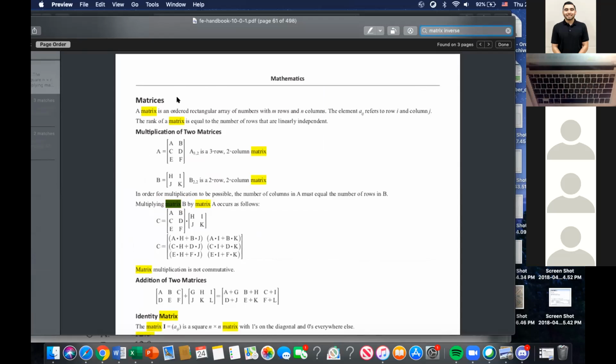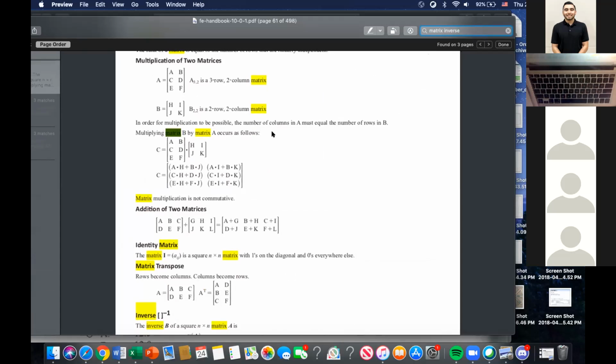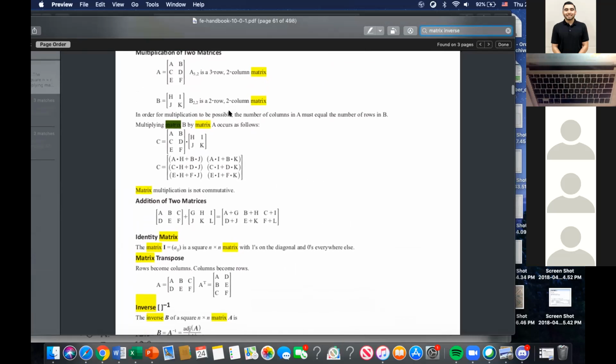Okay. All right. We've got to look at the matrix. Okay, 2x2 matrix. Right. Yeah, it's a 2x2. In order. Okay. So number.